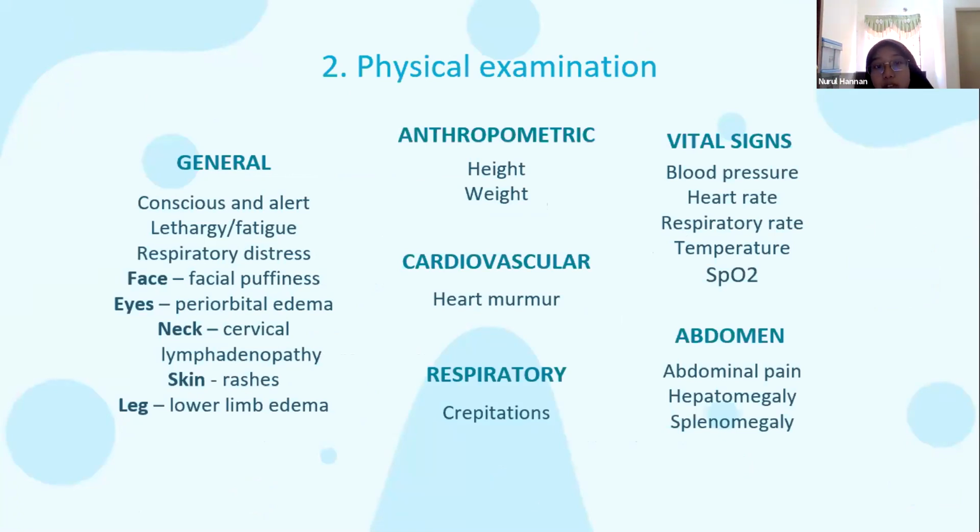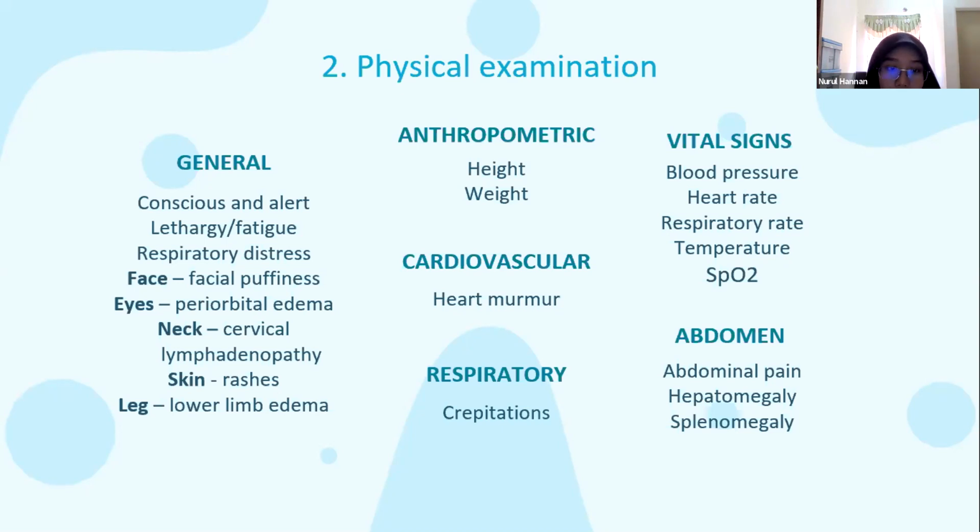So first we have to do general examination. We observe if the patient is conscious and alert, if the patient is lethargic or fatigued, if the patient is in respiratory distress, which is one of the symptoms of pulmonary edema, and then we look at the patient at the face, if there is any sign of facial puffiness, and if at the eye, it's periorbital edema.